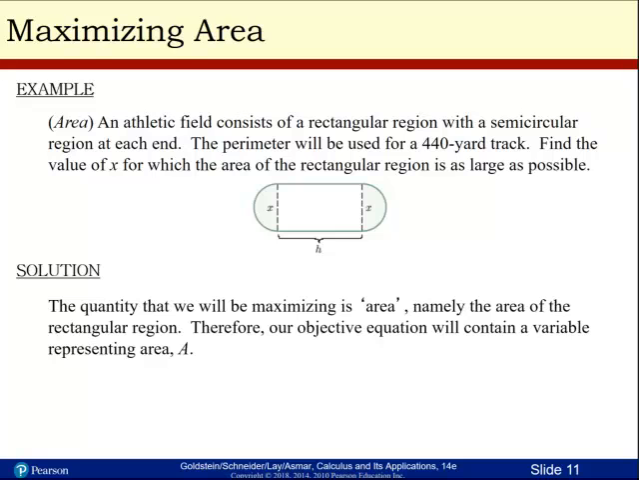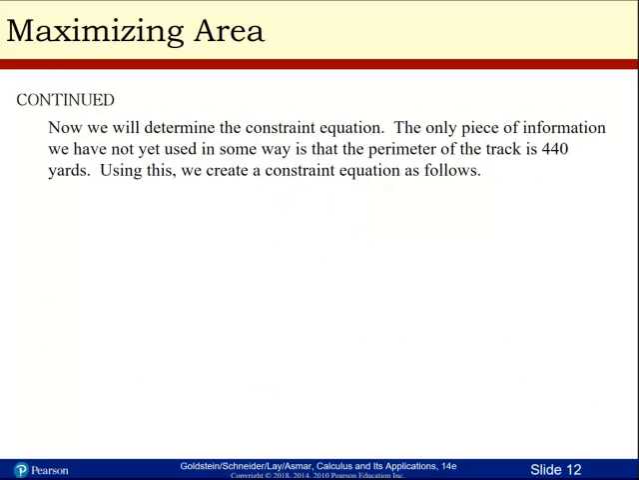So what we're going to do is maximize area, namely the area of the rectangular region. Therefore, our objective equation will contain a variable representing the area A. If we look at that area, we see the area is just x times h. All right. Now we're going to determine the constraint equation. The only piece of information we've not yet used in some way is that the perimeter of the track is 440 yards. Using this, we're going to create a constraint equation.